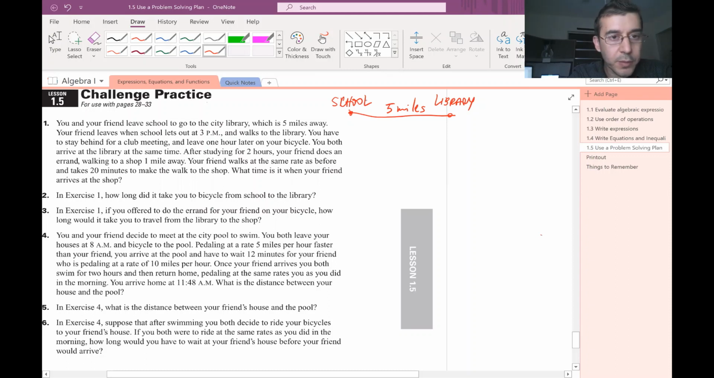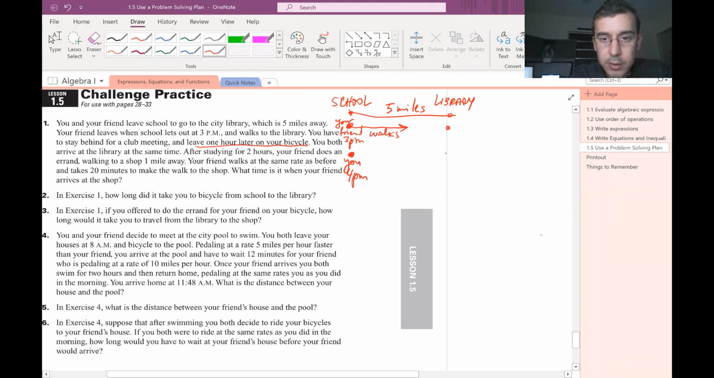Your friend leaves when school lets out at 3 p.m. So this is your friend at 3 p.m. and walks to the library. So he walks. You have to stay behind for a club meeting and leave 1 hour later. So this is you here. You are leaving at 4 p.m. You both arrive at the library at the same time.